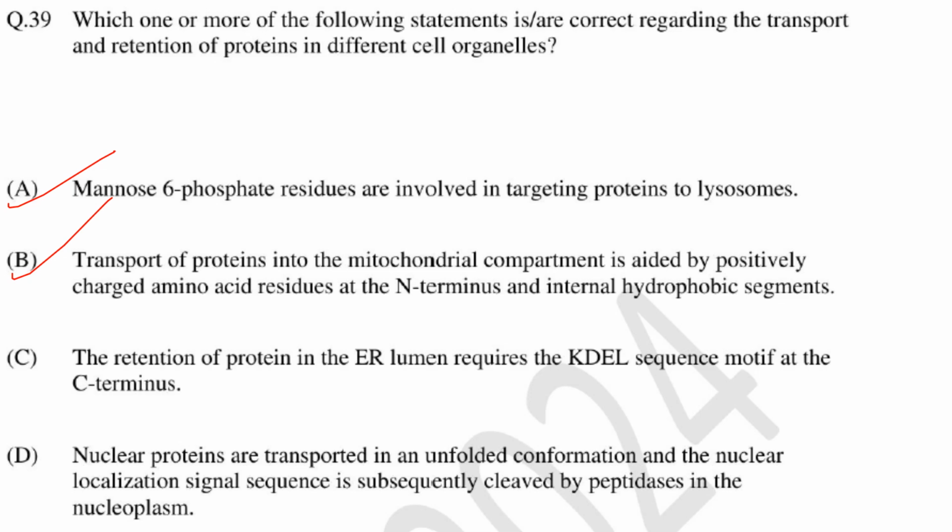The retention of proteins in the endoplasmic reticulum lumen requires KDEL sequence at the C terminus. That's also correct. So even if the protein moves to the Golgi complex, it can be brought back to the endoplasmic reticulum because of the presence of KDEL sequence. Then nuclear proteins are transported in an unfolded conformation. It is not unfolded, it is folded conformation. So D is not correct. So the answer here is A, B and C.